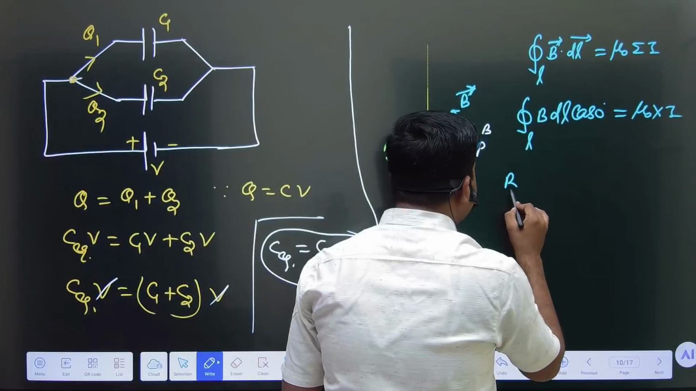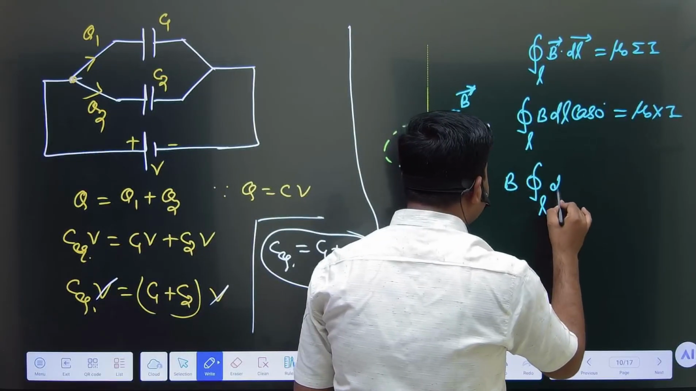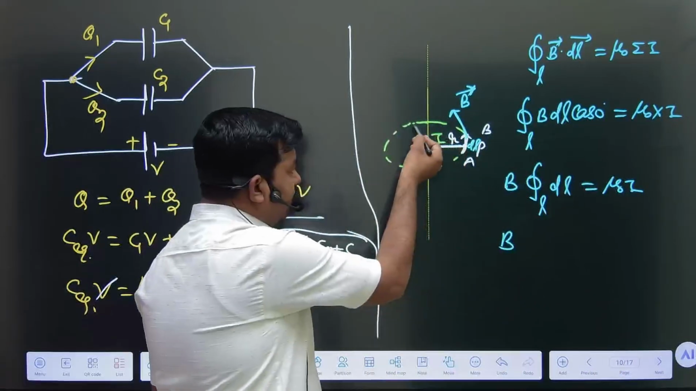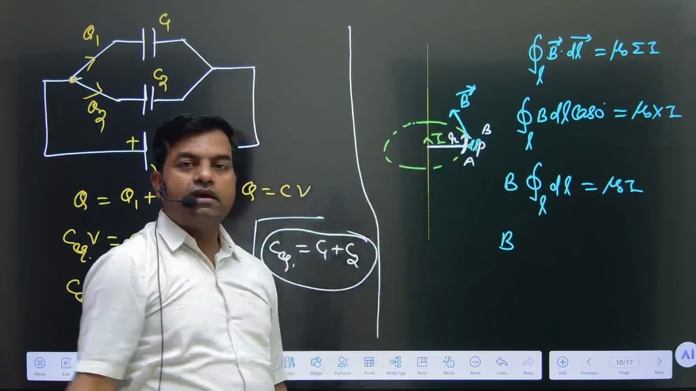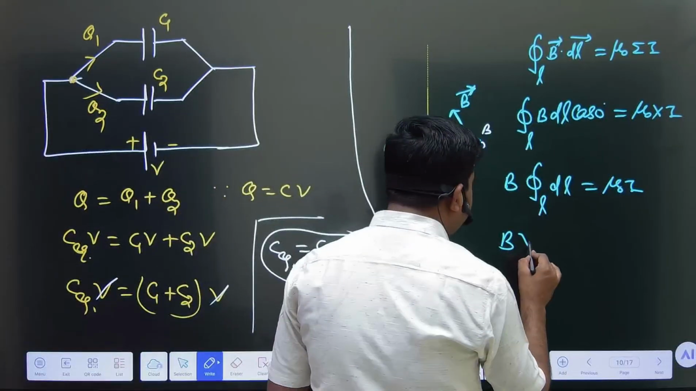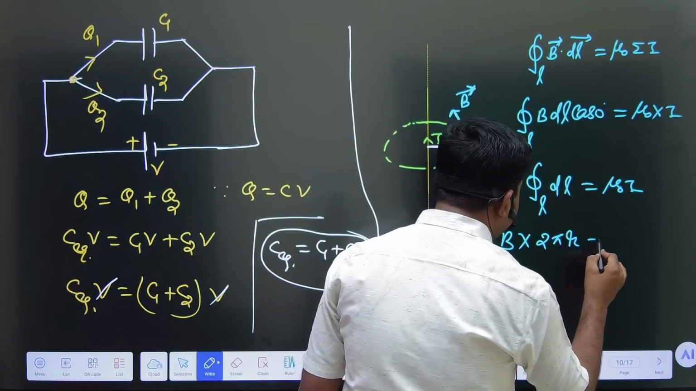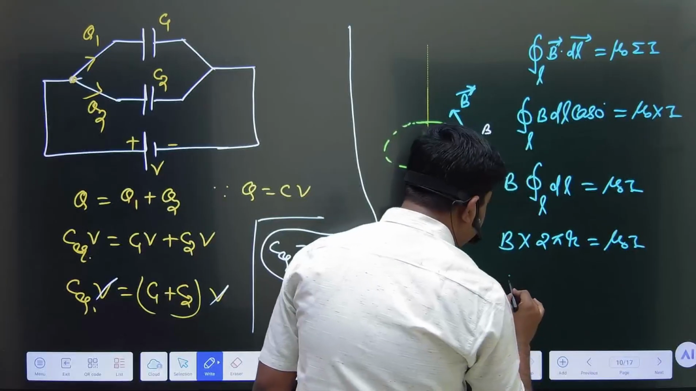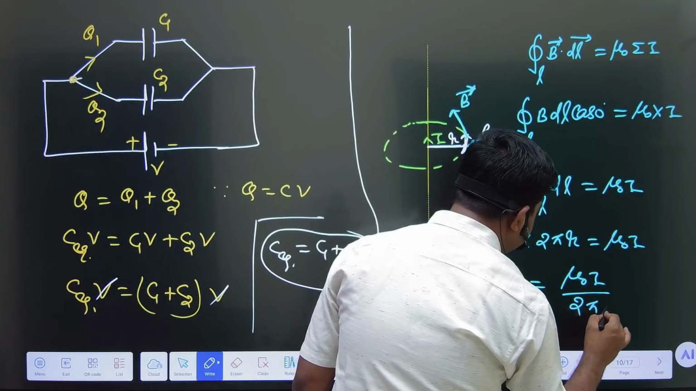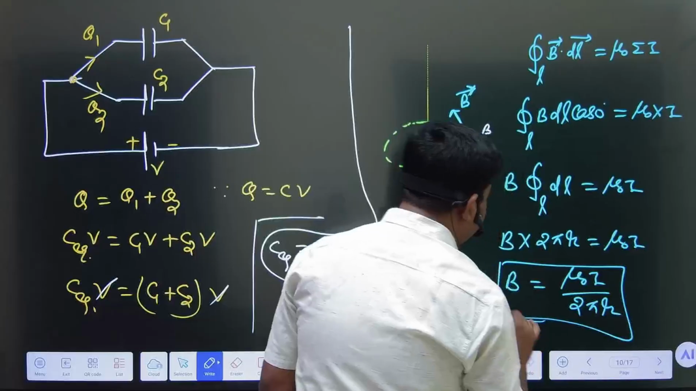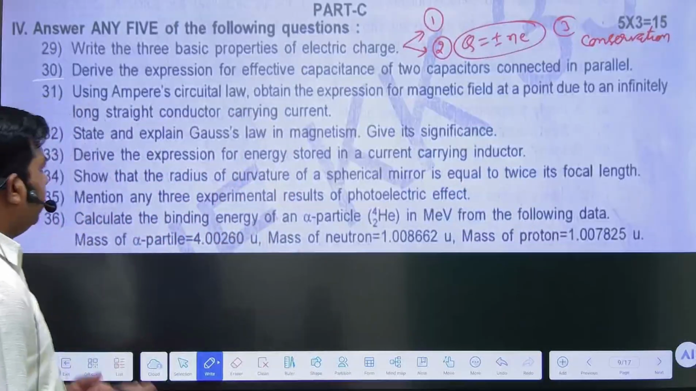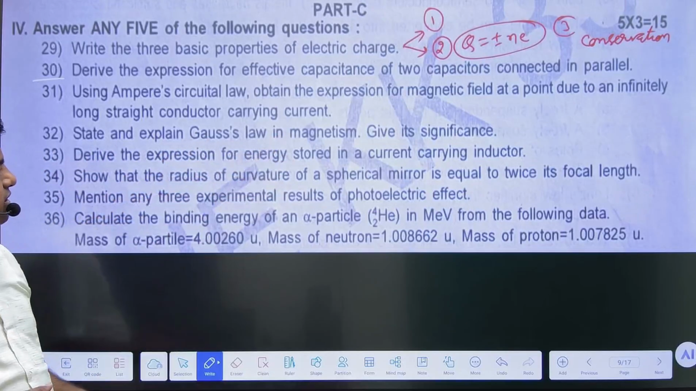Here B is constant, and we integrate with respect to dl, equal to mu naught into I. The line integral of dl is the circumference of this Amperian loop, so it is 2 pi r. B into 2 pi r is equal to mu naught into I. So the magnetic field is B equal to mu naught I upon 2 pi r. This is your final result: the magnetic field due to an infinitely long current carrying conductor by using the Ampere circuital law. Okay, next.